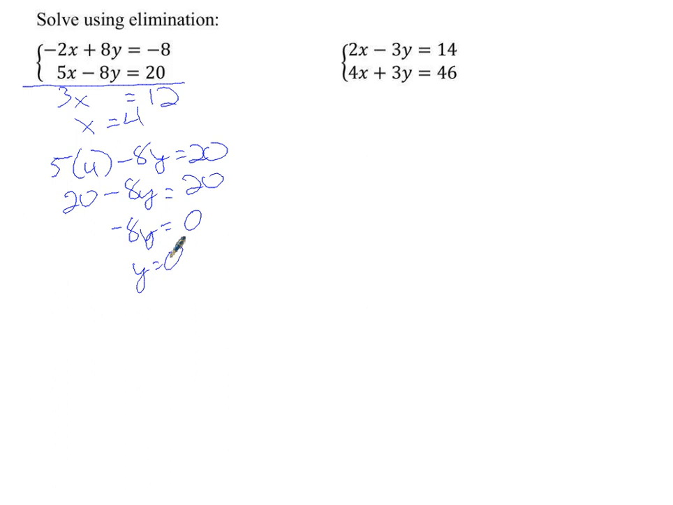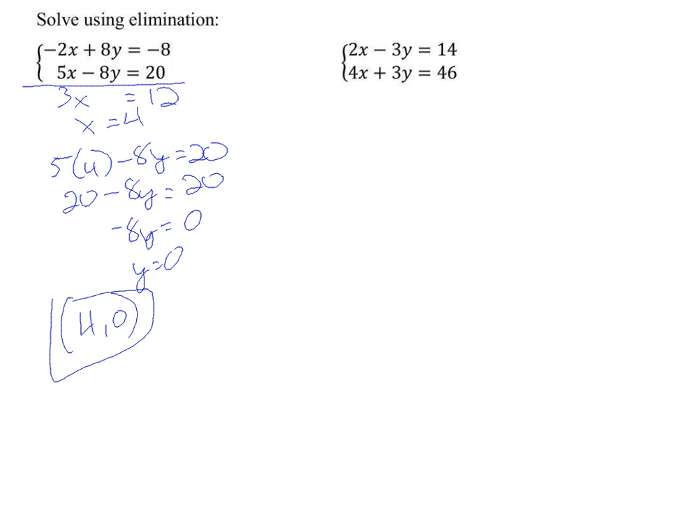Don't freak out just because you see a 0. 0 is a number. So then my answer becomes (4, 0). Substitute, we get negative 8 plus 0 equals negative 8. That's true. We get 20 minus 0 equals 20. Also true. So this is the correct answer. Very easy to check, so do it. Go ahead and do the third one.